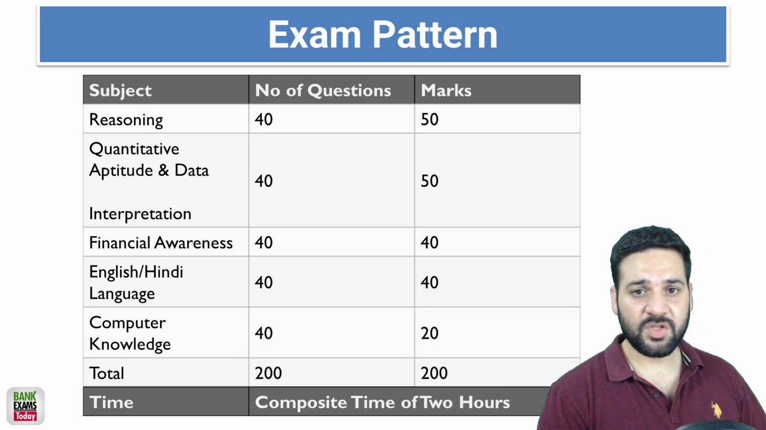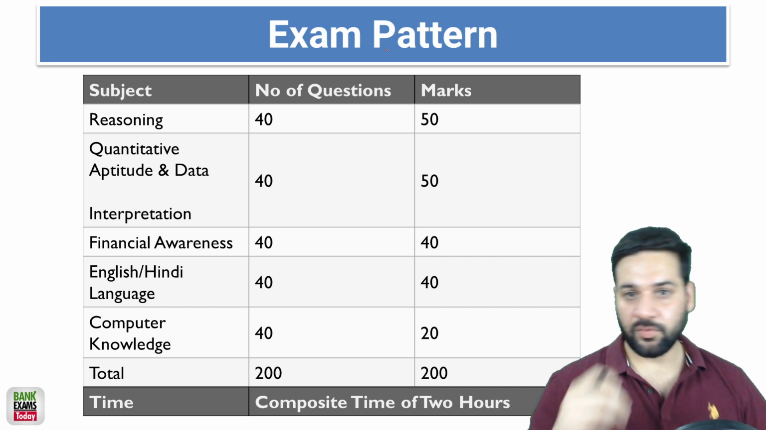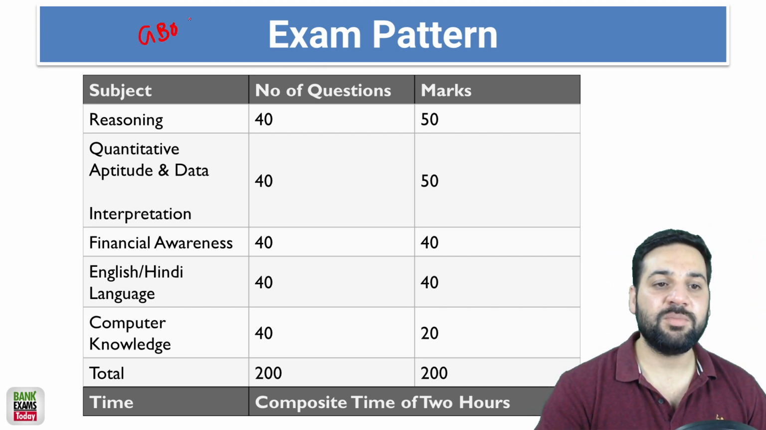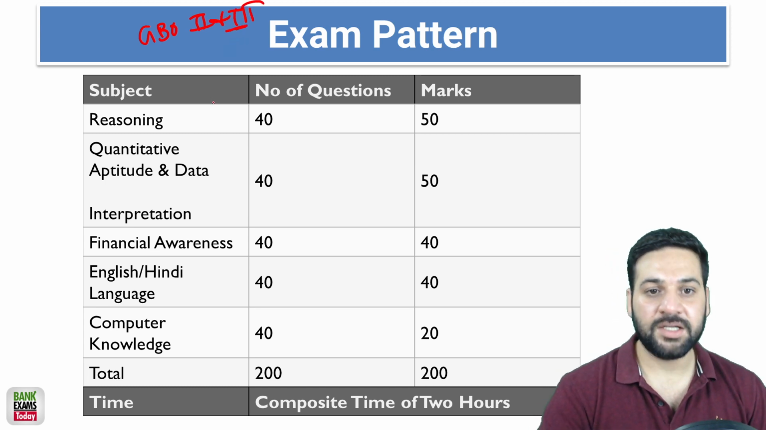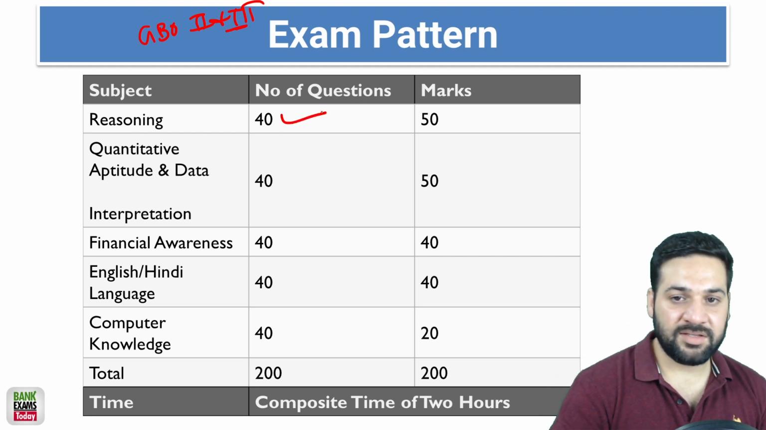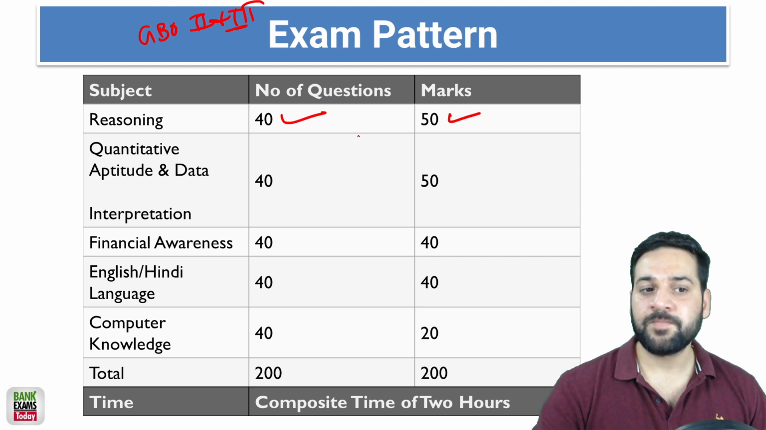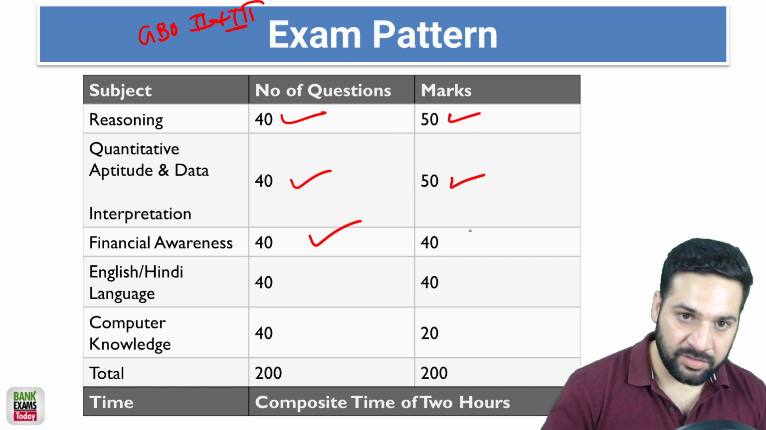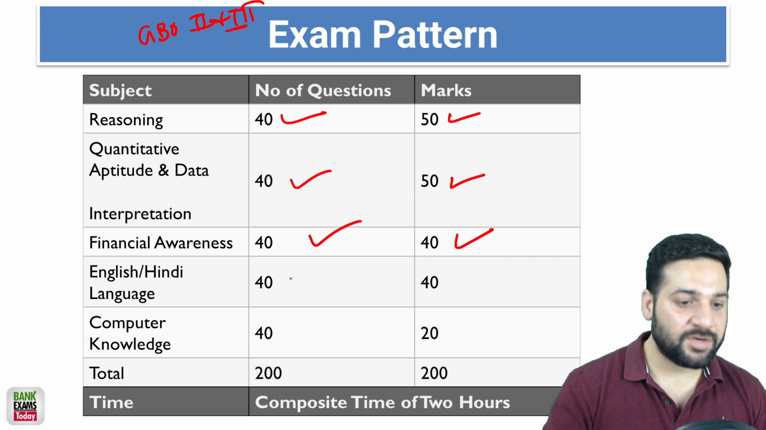Okay. So exam pattern. So what is the exam pattern for the GBO and scale 3? GBO scale 2 and 3. This is the exam pattern you need to know, right? So the number of questions in reasoning is 50, marks allotted are 50. Number of questions in quant is 50, marks allotted are 50. In financial awareness, number of questions 40, marks allotted 40.